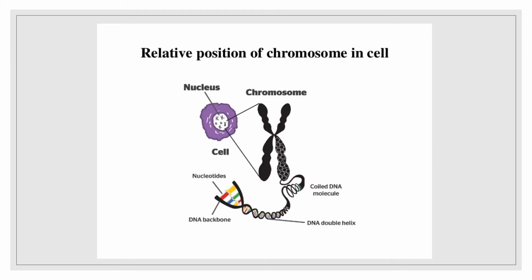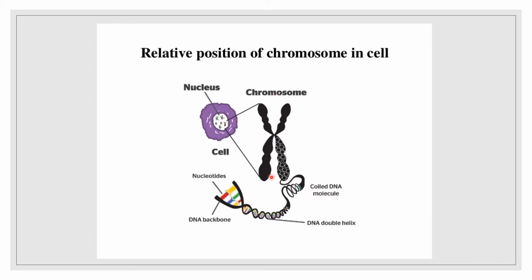Now, before I start with the structure of chromosome, I would like to explain to you the location or the position of chromosome in a cell. This is the nucleus. In this nucleus, where is the chromosome exactly located? The position of the chromosome. This is a cell which shows presence of a nucleus. Within the nucleus, chromosome is located.